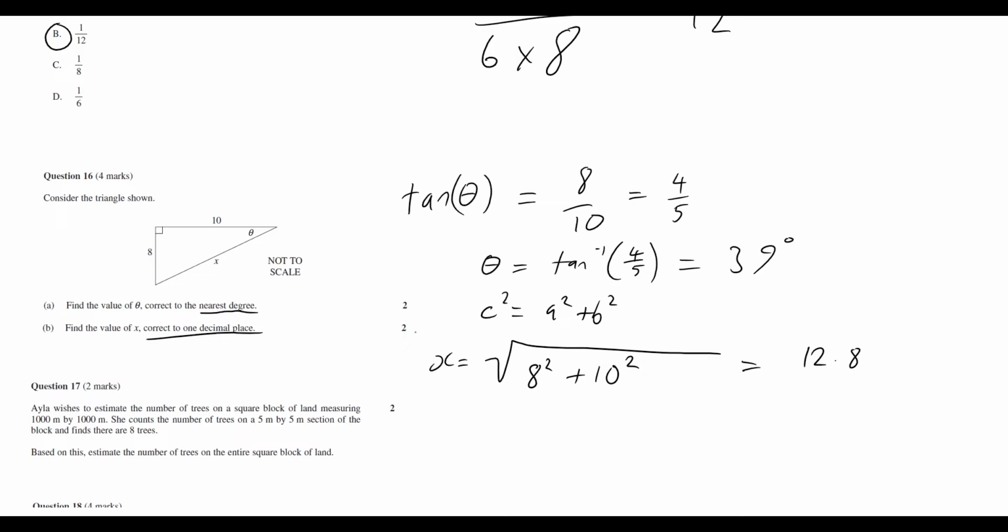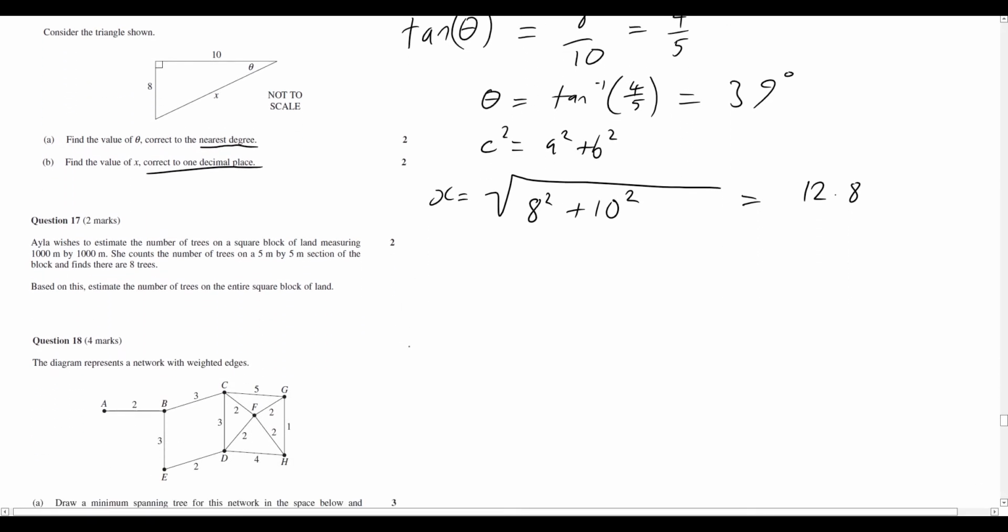Easy 4 marks. Question 17. Ayla wishes to estimate the number of trees on a square block of land measuring 1,000 meters by 1,000 meters. She counts the number of trees on a 5 by 5 meter section of the block and finds there are 8 trees. So based on this, estimate the number of trees on the entire square block of land.